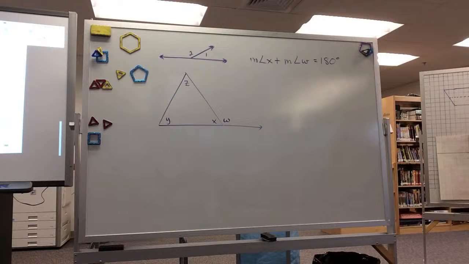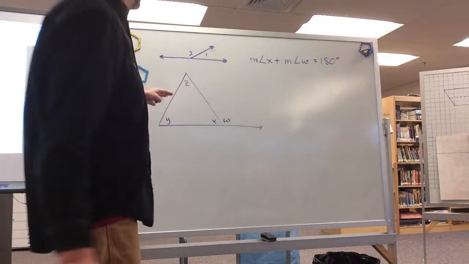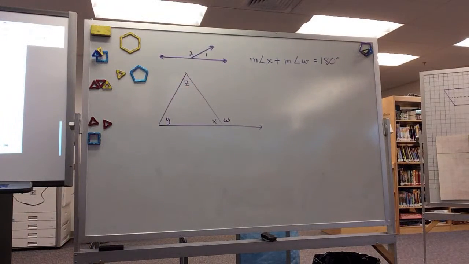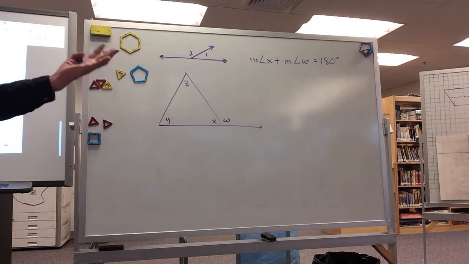So X and W add to 180. So this is what works for 13. Now for 14, you're supposed to relate X, Y, and Z. No, W, Z, and Y. Oh, really? Oh, W, Y, and Z. Oh, not X, Y, and Z. X, Y, and Z added together make 180, right? Yes.